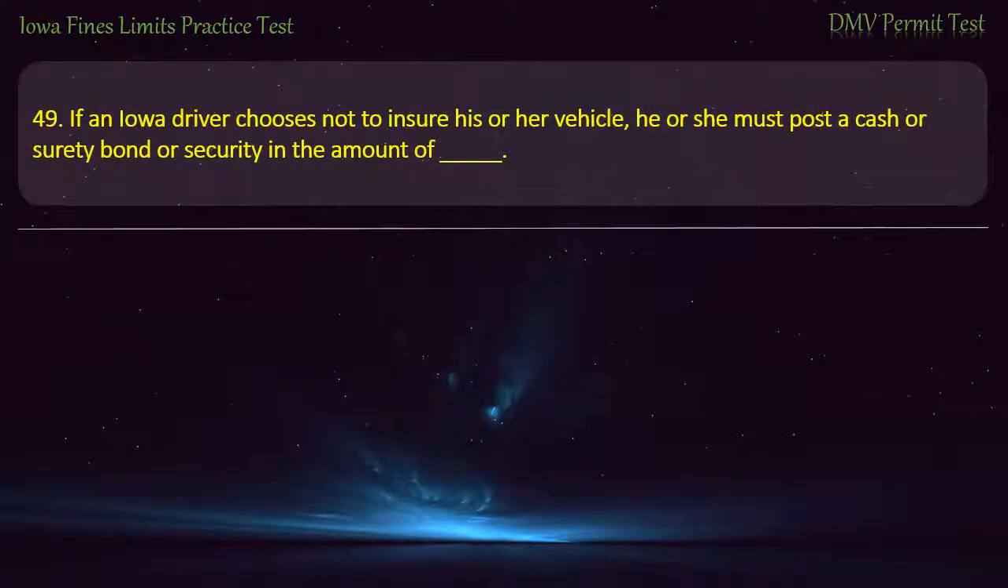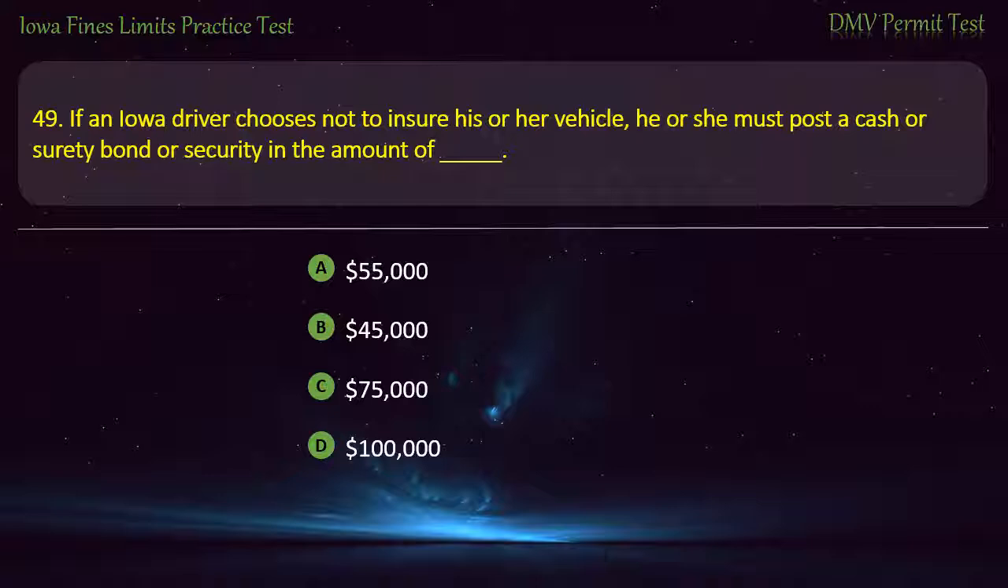Question 49. If an Iowa driver chooses not to insure his or her vehicle, he or she must post a cash or surety bond or security in the amount of $55,000, $45,000, $75,000, $100,000. Answer: $55,000.